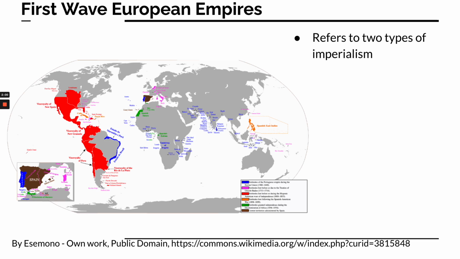Now, when we talk about first wave European empires, we do have to be careful because it's not just one type or in one place. On the one hand, we have a very intensive colonization. And that is the colonization of the Americas.